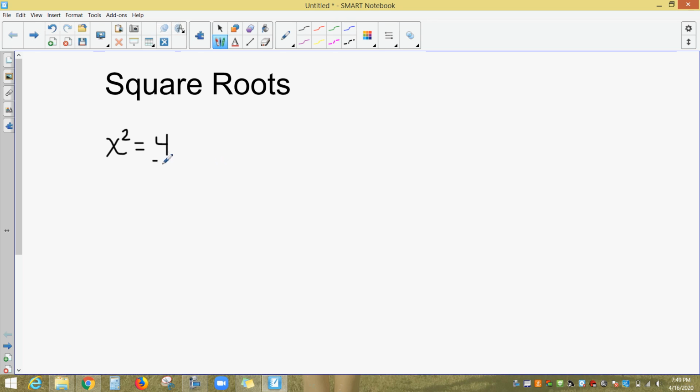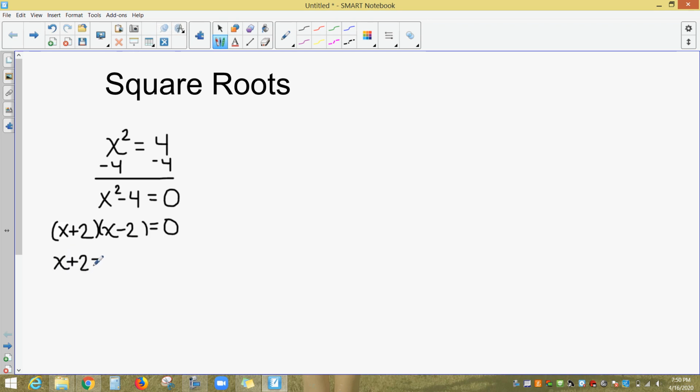If I subtracted 4 from both sides, we could look at x squared minus 4 equals 0. Well, there is a difference of two squares, and so it would factor x plus 2 times x minus 2. Then setting each of those factors equal to 0 and solving for x would give us our two solutions. We know with x squared there's always two solutions, and those solutions would be negative 2 and positive 2.